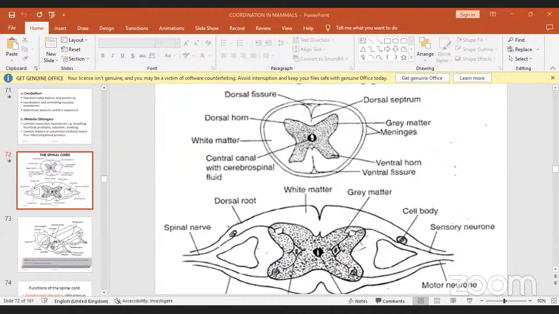Number two, an adaptation is that they are waterproof. The exoskeleton is waterproof, and because it's waterproof, it reduces loss of water from the bodies of these organisms. Number three, they provide surface area for muscle attachment. So you will find muscles attached from the inner side of this exoskeleton. And lastly, it is able to support the internal structure of the organism. They're able to give this organism its shape.